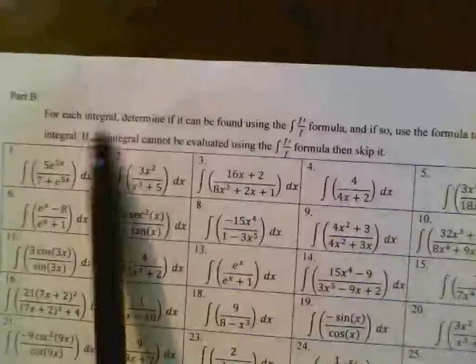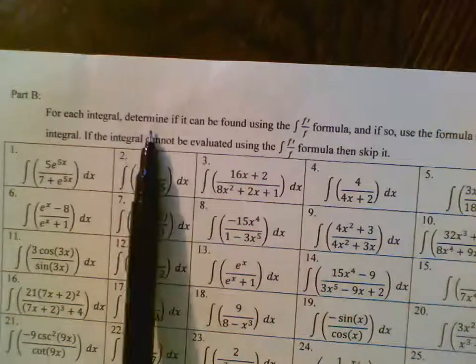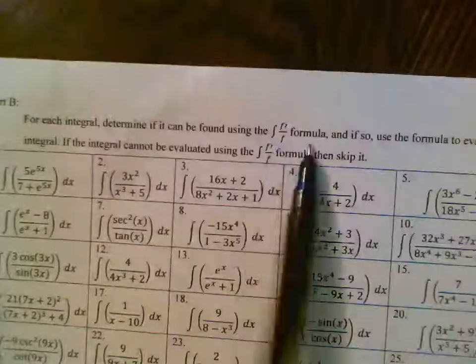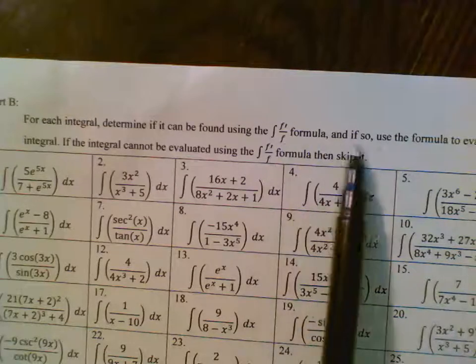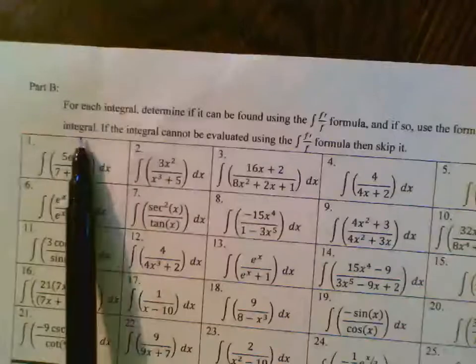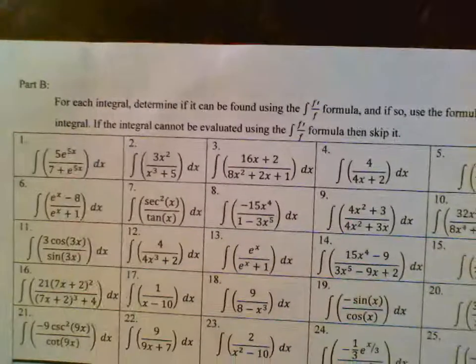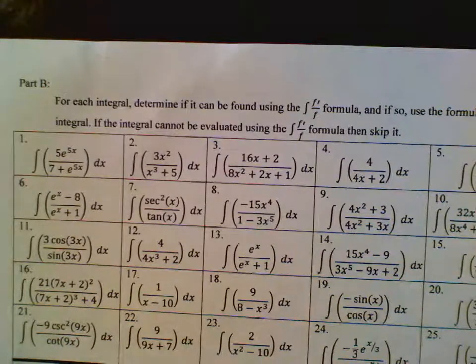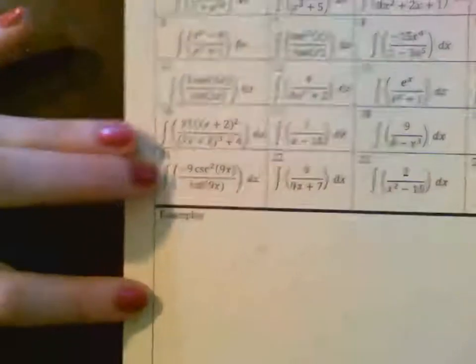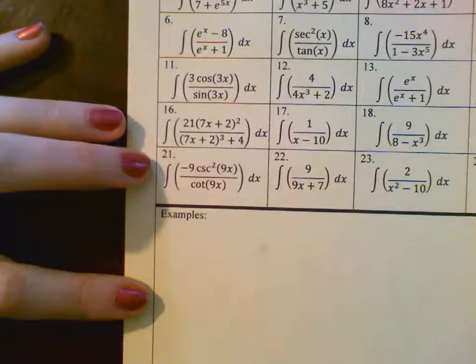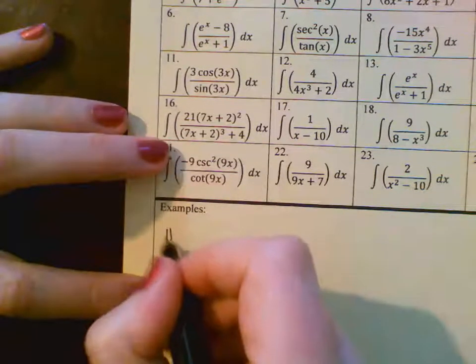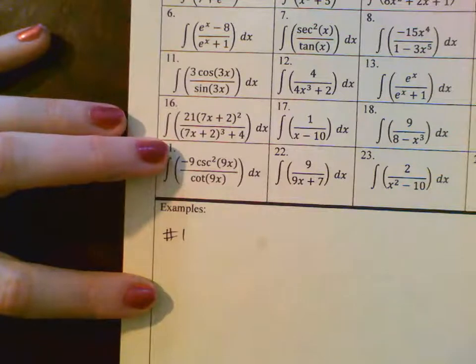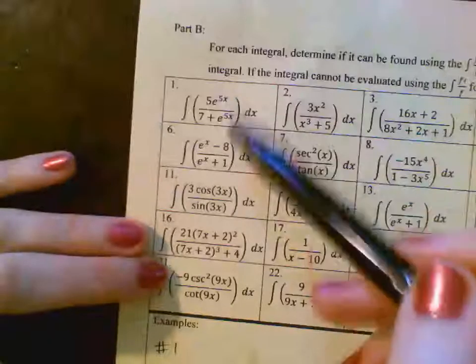Okay, so here. For each integral, or antiderivative, determine if it can be found using the f prime over f formula, and if so, use the formula to evaluate the integral. If the integral cannot be evaluated using that formula, then just skip it. Don't even worry about it. All right, so we'll just do number 1. We're trying to see if this is of the form f prime over f.